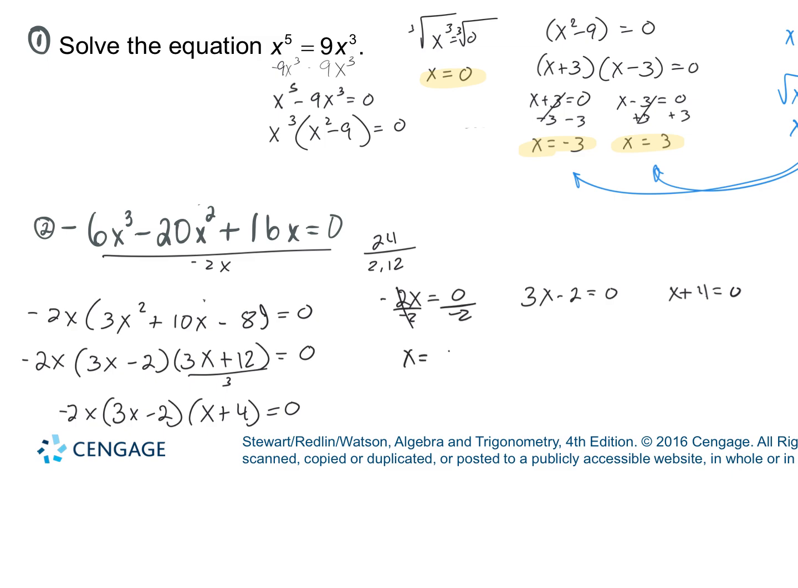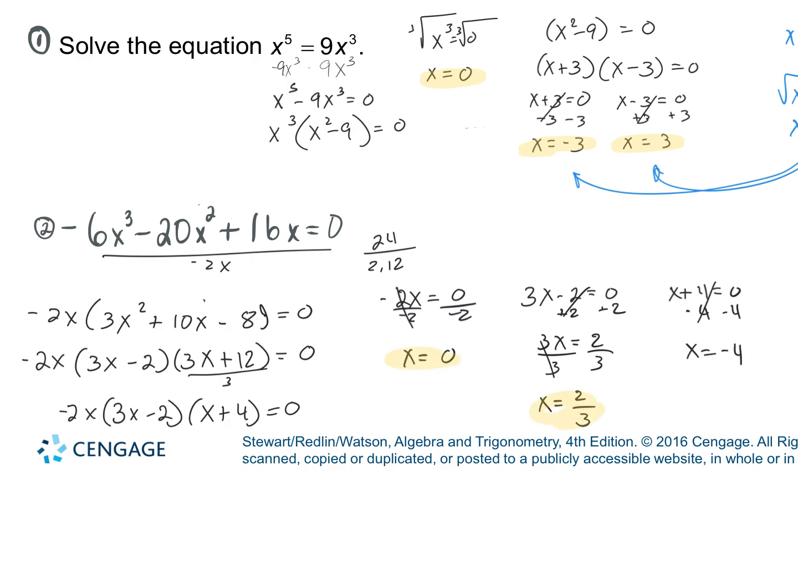I can solve the second one by adding 2 first, and I'm left with 3x is equal to 2, and then dividing by 3. So I'm left with x is equal to 2 over 3. I subtract by 4 and I'm left with x is equal to negative 4. So these are your three answers for this problem.